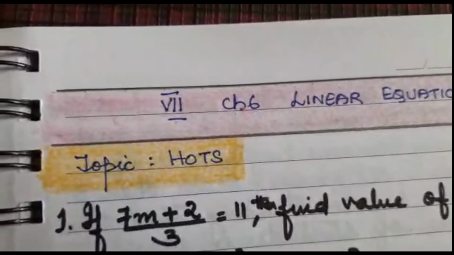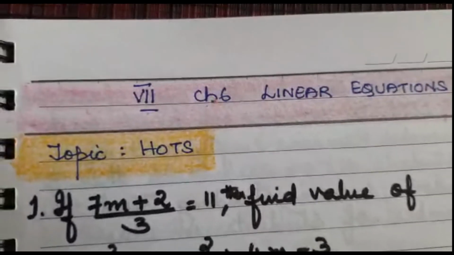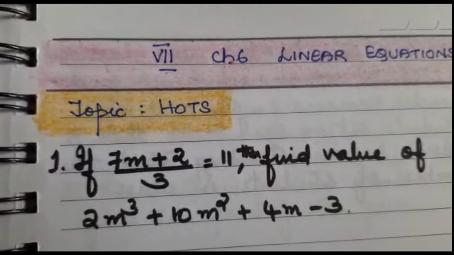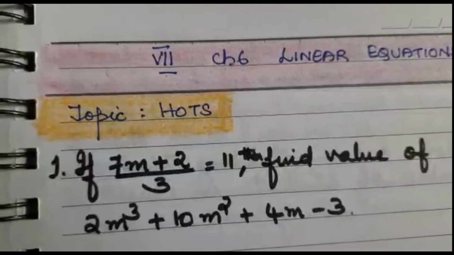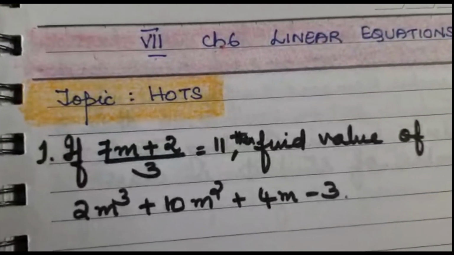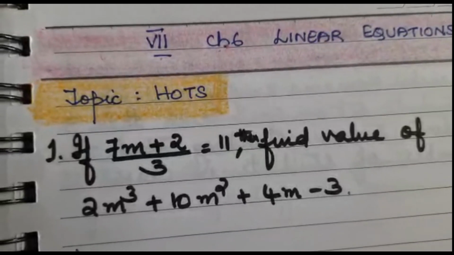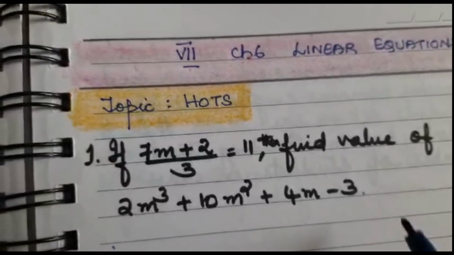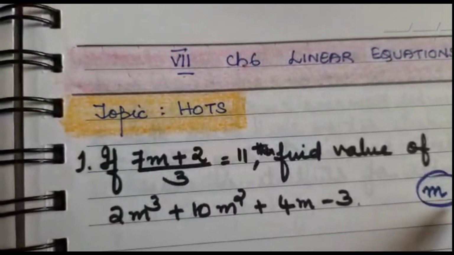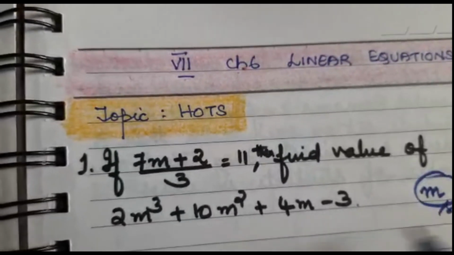So students, today you will be doing HOTS questions in linear equations. Okay. So the first question is, if (7m + 2)/3 = 11, then find the value of 2m³ + 10m² + 4m − 3. Now first you have to find the value of m. Then substitute the value of it in the equation.